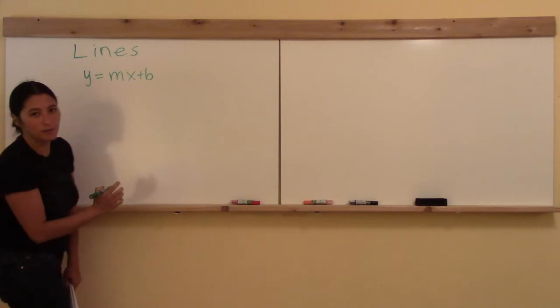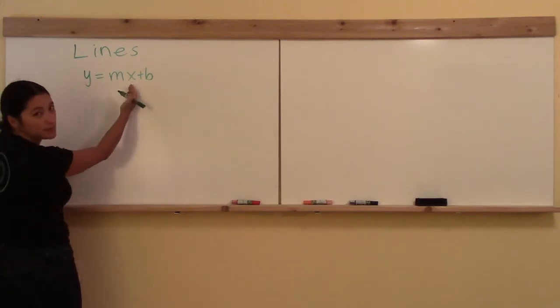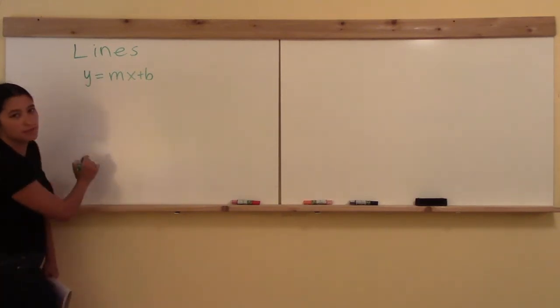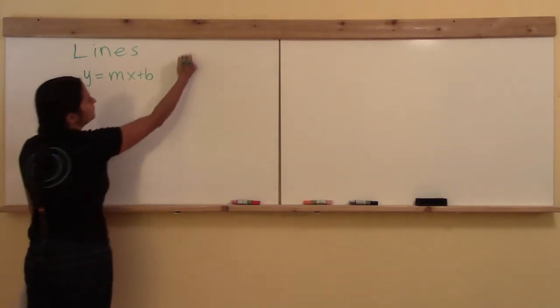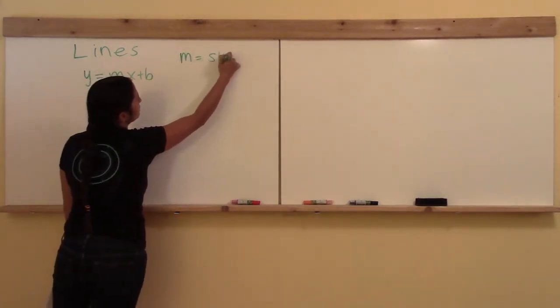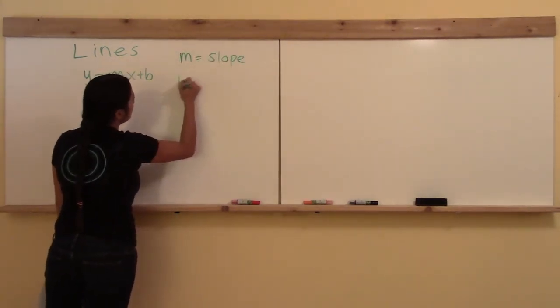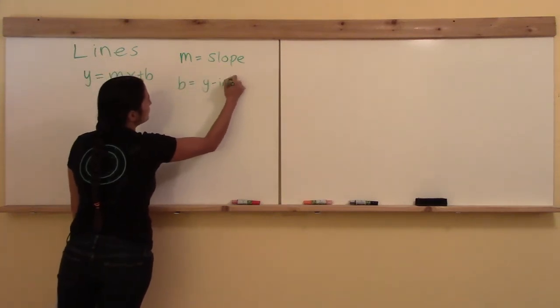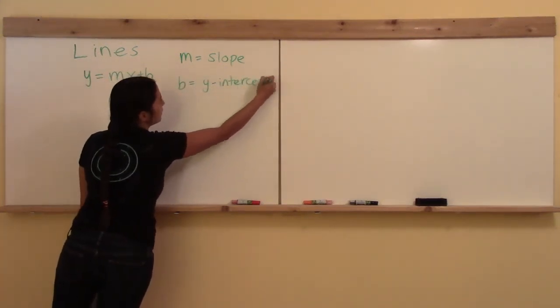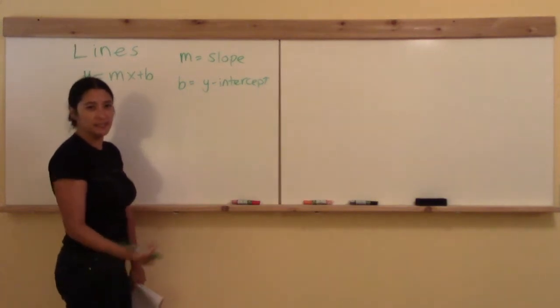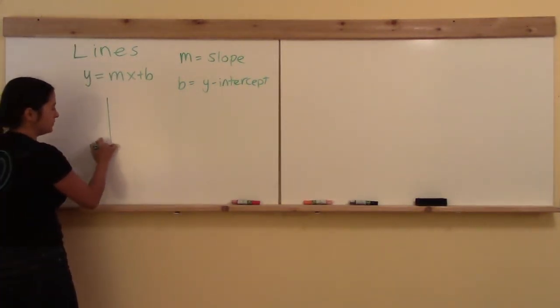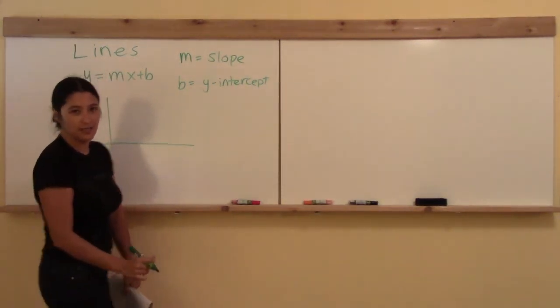There's two very important things here besides, of course, the independent variable x and the dependent variable y. We have the m. The m is going to be the slope of the line. And the b, that's the y-intercept of the line. Y-intercept, what does that mean? It would be really helpful for me if I had a picture of this line.